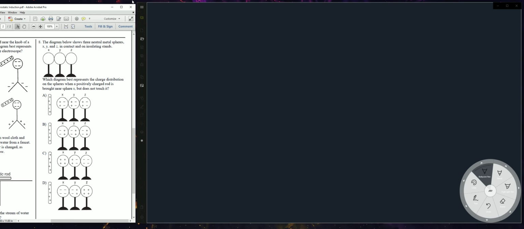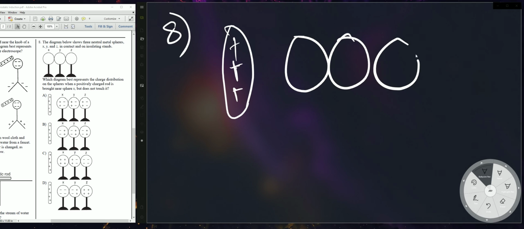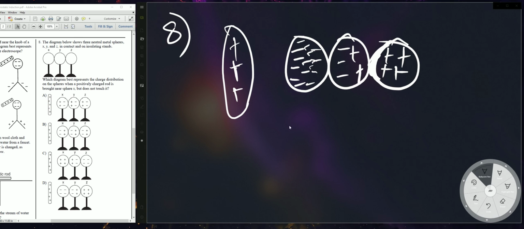Number 8. So again, if you bring a positively charged rod, all the electrons want to move near the rod, right? Since these spheres are connected and electrons move in metals, you're going to get a more negative charge on this left side, and a more positive charge on the other side. So what looks most like this is going to be choice D.